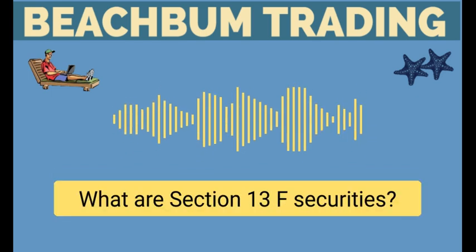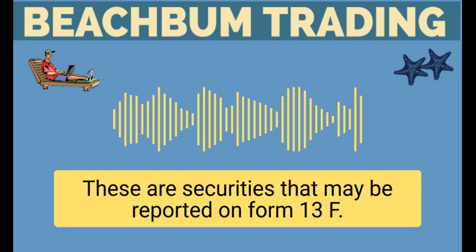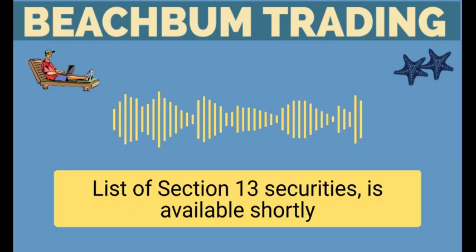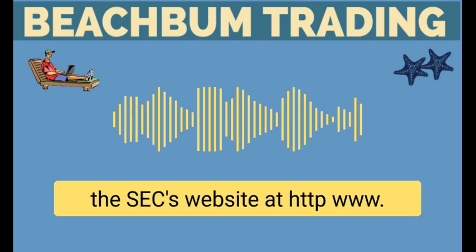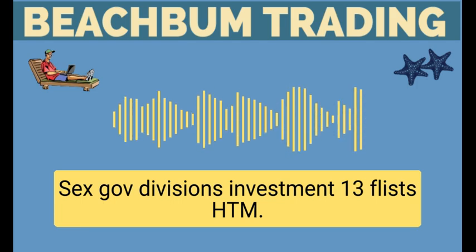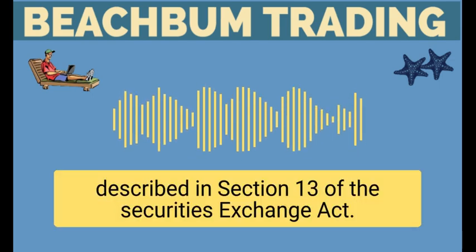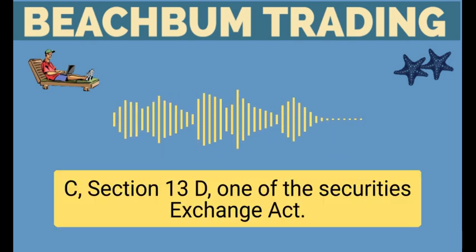Question 7. What are Section 13F securities? These are securities that may be reported on Form 13F. A list of these securities, called the official list of Section 13F securities, is available shortly after the end of each calendar quarter on the SEC's website, at http://www.sec.gov/divisions/investment/13flists.htm. Section 13F securities are equity securities of a class described in Section 13(d)(1) of the Securities Exchange Act. See Section 13(d)(1) of the Securities Exchange Act.